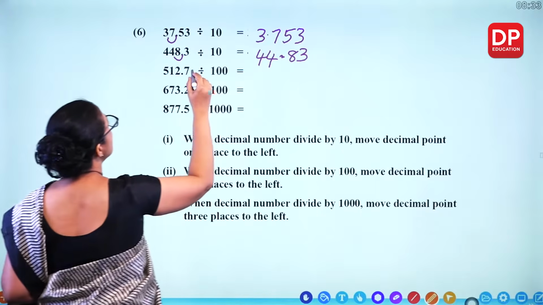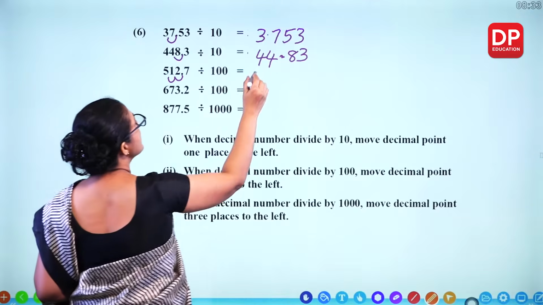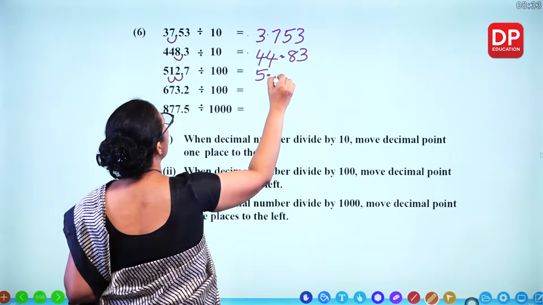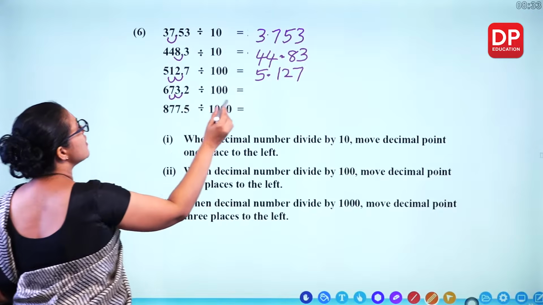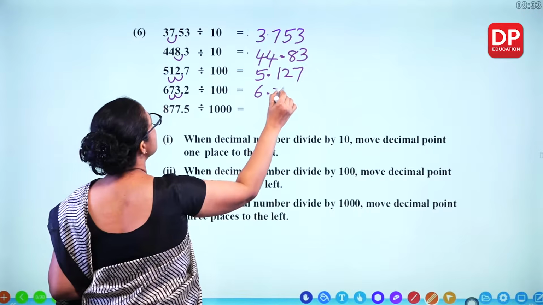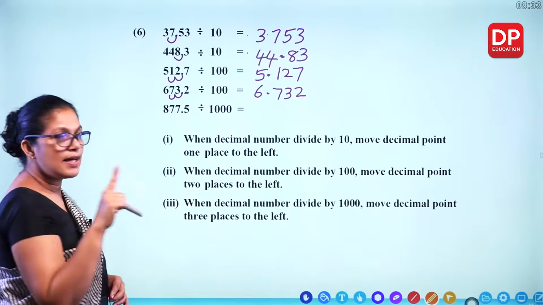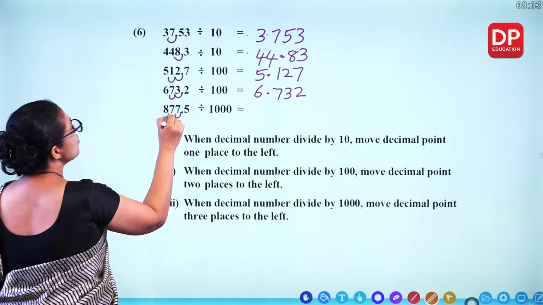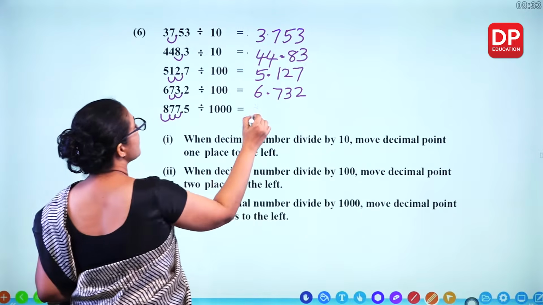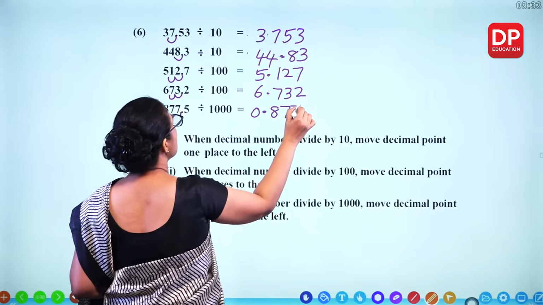44.83. Here 100 means 1, 2. 2 places. 5.127. Here also 2 places to the left. 6.732. Now 1000 means 3 places to the left. 1, 2, 3. 0.8775.